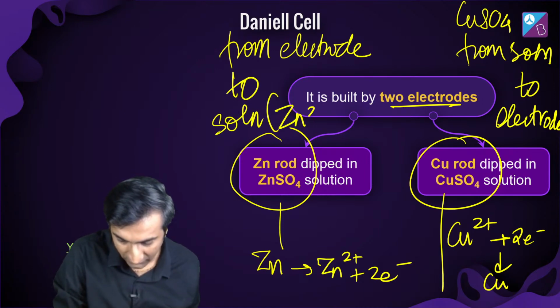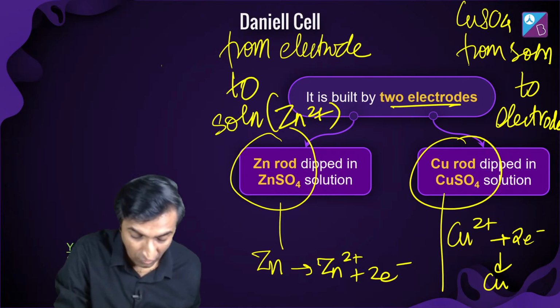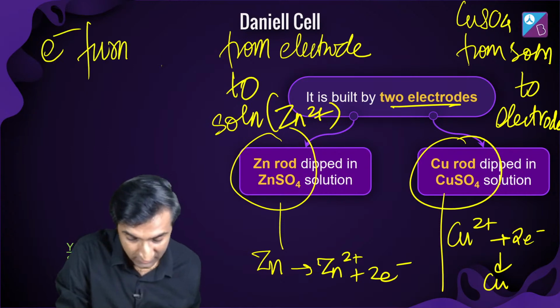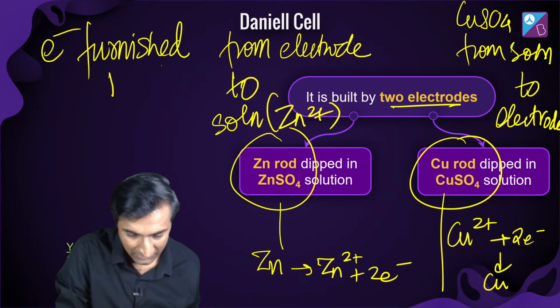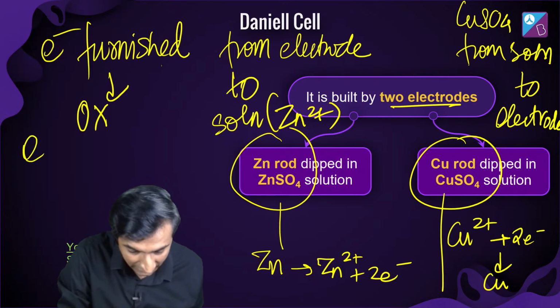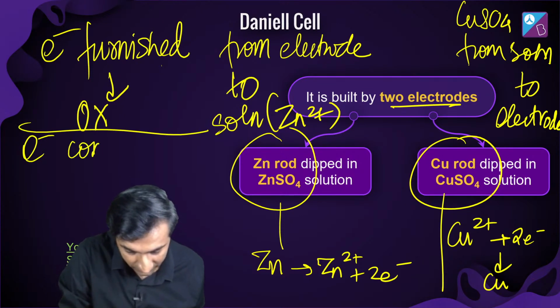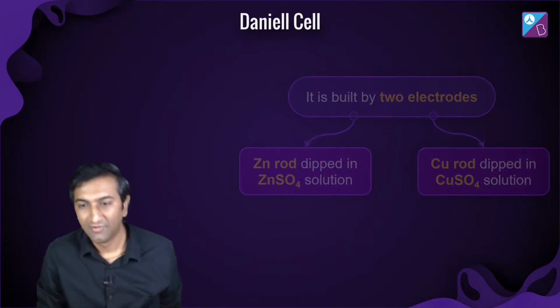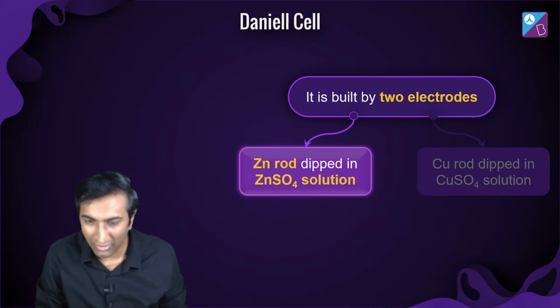मतलब Zn2+ being formed. And बार बार बोल रहा हूं, electrons furnished, मतलब कि ऑक्सीडेशन. ओके, और कहां लिखें? मेरे सर के ऊपर लिख देते हैं. ओके, इलेक्ट्रॉन्स कंज्यूम्ड, यानी कि रिडक्शन.